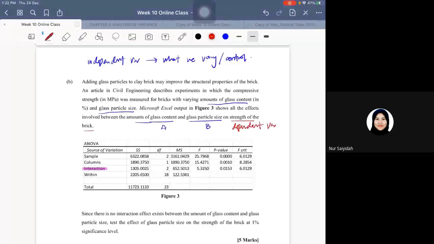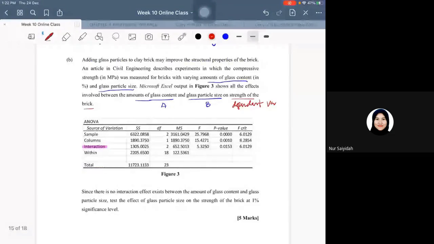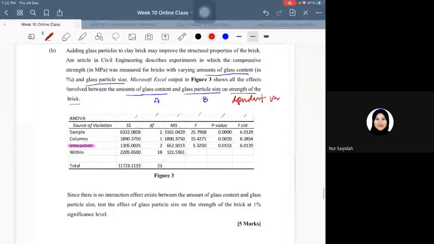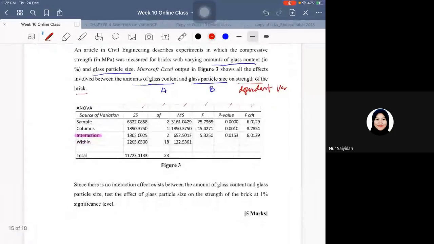So we are given all the information: the sum of squares, degrees of freedom, mean square, the test statistic value, the p-value, and the critical value as well. So you don't have to calculate anything. All the values are given, so you just have to use them. Okay, so the question says that since there is no interaction effect, the question already tells you there is no interaction effect. So does that mean you have to test for interaction again? The answer is no. No need to bother, because they already said there is no interaction.